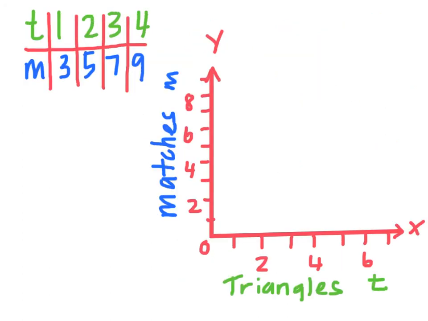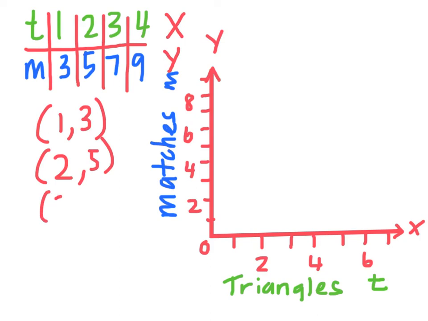I can actually now turn my rule into a graph, and when I look at my data table, it's actually set out as x and y coordinates already. And you can see my axes are labelled. The triangles are on the x and the matches are on the y. And I can list out my coordinates. So the coordinates would be (1, 3), (2, 5), (3, 7), and (4, 9).